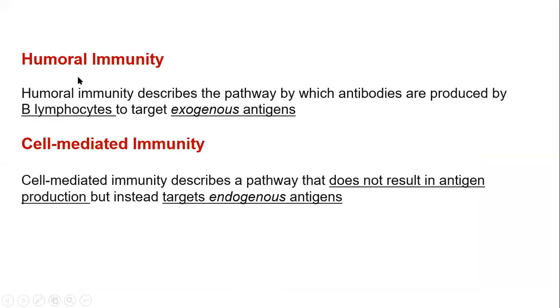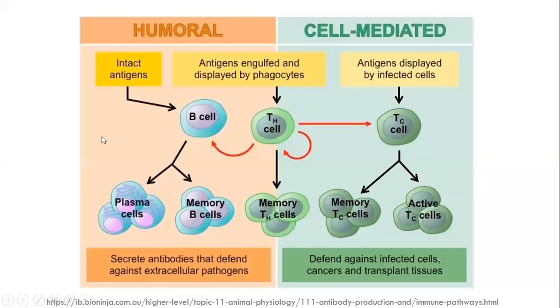So humoral immunity acts through exogenous antigens, while cell mediated immunity targets endogenous antigens. It does not result in antibody production.